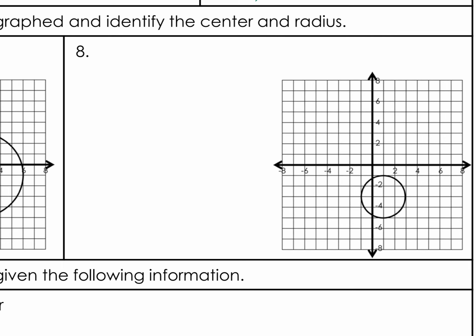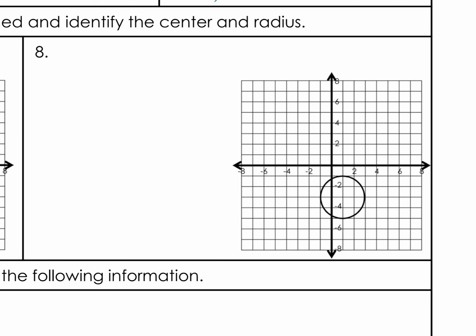Okay, moving into number 8. Okay, like I said, for a lot of y'all, it's just, you can easily look at it and see where the middle is, but just double check by counting. So 1, 2, 1, 2, 1, 2, and 1, 2. So my center is going to be at 1, -3. And then I have that radius of 2 that I counted out 4 times.